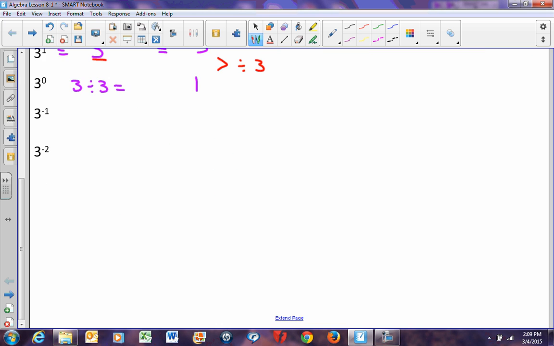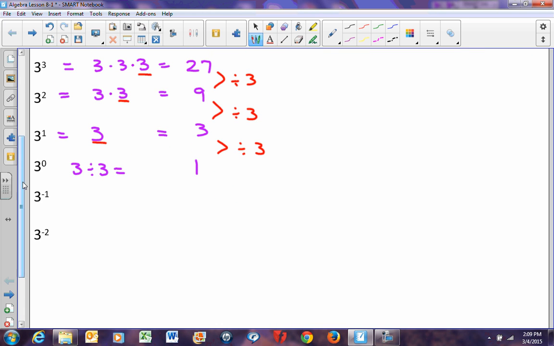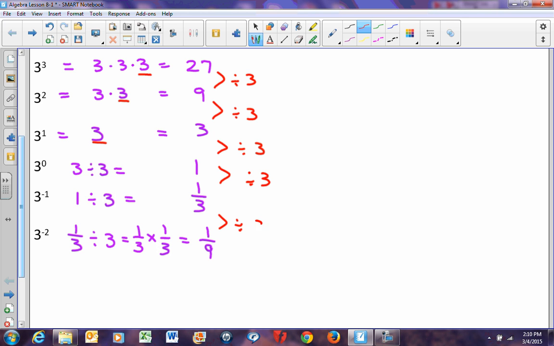3 to the negative first, you still have to get smaller, but we can't get a negative number because it's not a negative 3, it's 3 to the negative first power. So 3 is still our base. Okay. So if we divide by 3 again, if we take 1 and we divide it by 3, we're going to get 1/3. And if you take 1/3 and divide that by 3, it's the same thing as saying 1/3 times 1/3, which is 1/9. Each time we divide by 3.